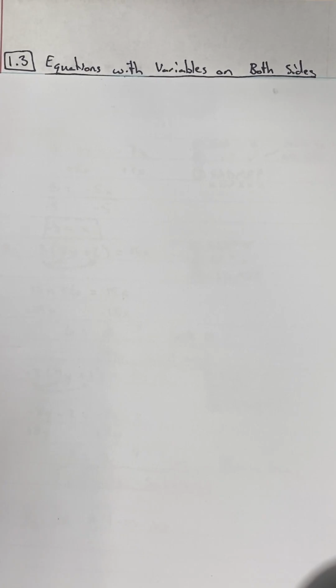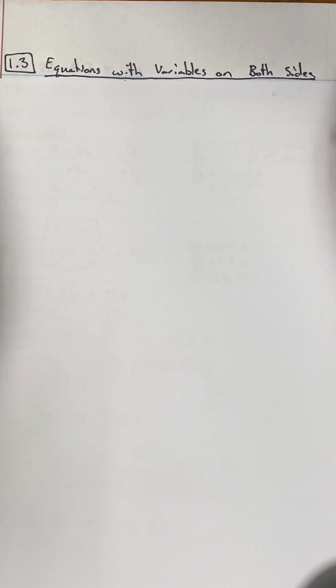This is 1.3, and today we're going to be talking about equations with variables on both sides of the equation, okay? On both sides. This is very similar to 1.2. There's just one extra step that we have to consider, so we're going to go through that today.